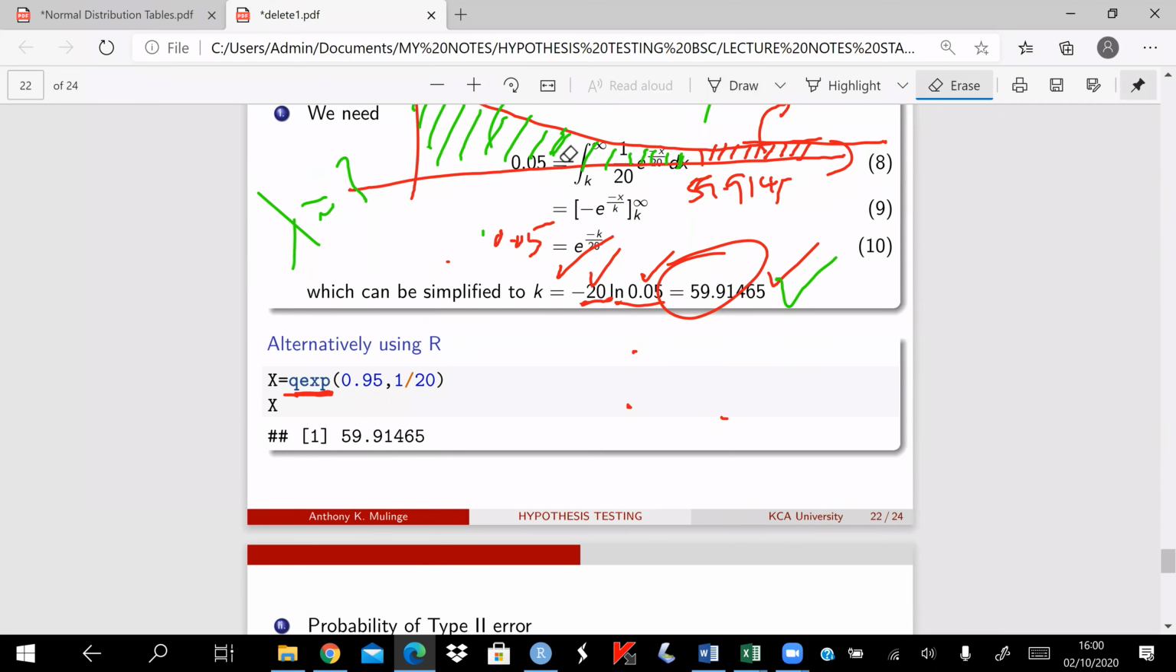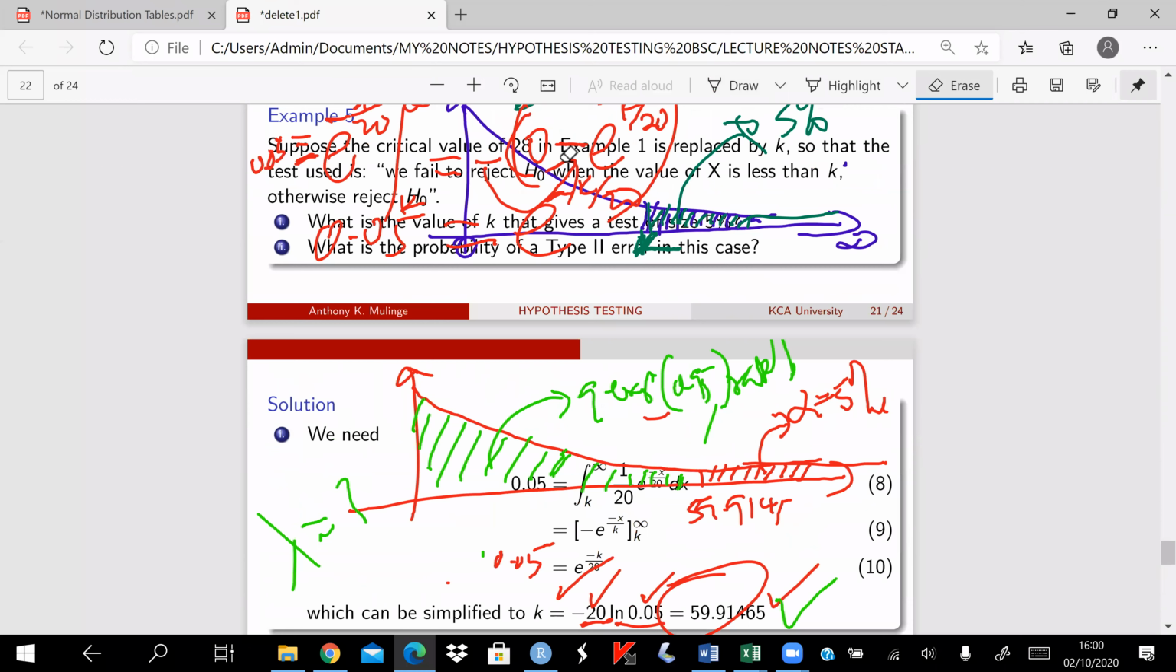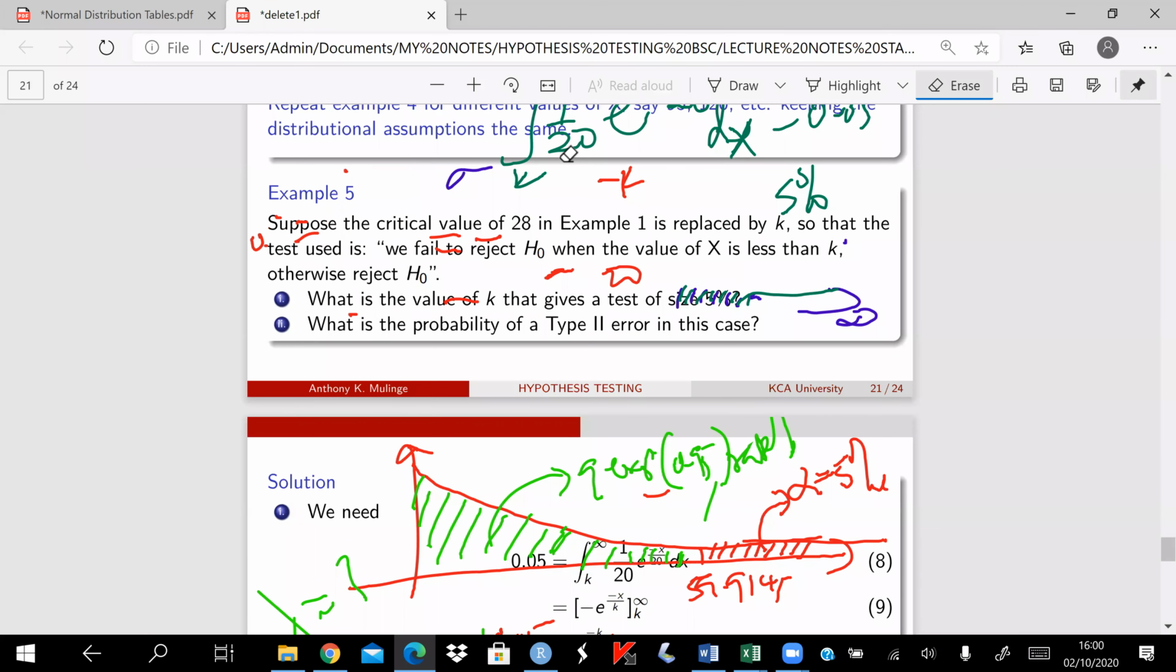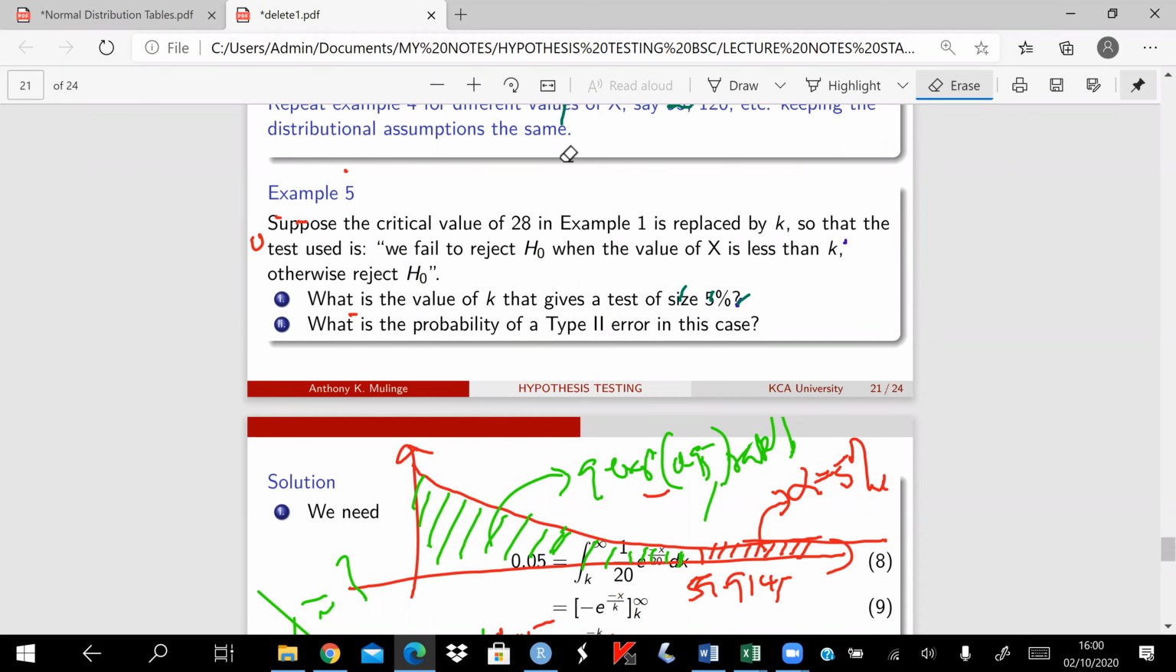So for the same question, we were also asked to find the probability of type 2 error. Now with this new value of X, the threshold, and now that we have already fixed our alpha at 5%, what is type 2 error in this case? As we said earlier, the probability of type 2 error is the probability of failing to reject, or accepting, H0 when it is actually false.